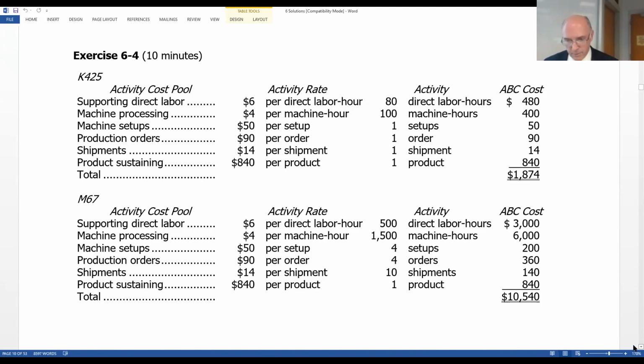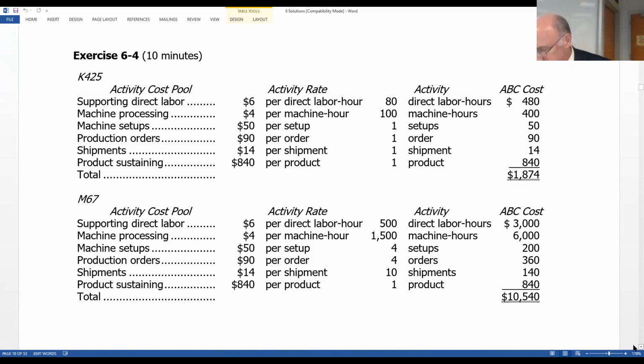Let's take a look at number 4. Number 4, second stage allocation. Klumper Corporation is a diversified manufacturer of industrial goods. The company's activity-based costing system contains the following 6 activity cost pools and activity rates. So for supporting direct labor, it's $6 per direct labor hour, machine processing $4, and so forth. You have machine setups, production orders, shipments, and product sustaining. Activity data has been supplied for the following 2 products, K425 and M67.